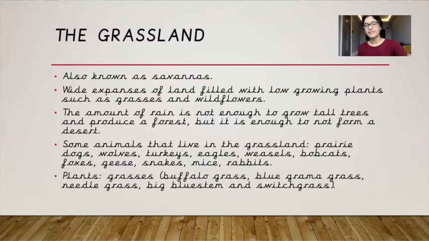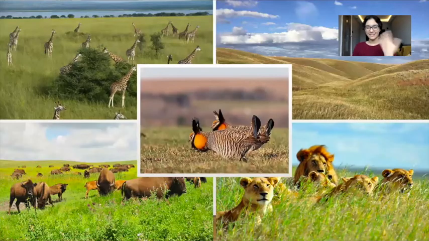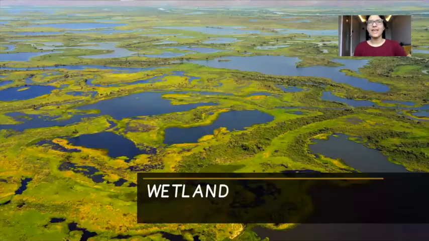And plants that you may find there. Basically, you can find a whole lot of grass, but you have different types of grass: buffalo grass, blue grama grass, needle grass, big blue stem grass, and switchgrass. Some of the living things in the grassland. Look, I didn't mention giraffes, but you do have giraffes there. Think of the Lion King, basically, that's what comes to my mind when I think of grassland.